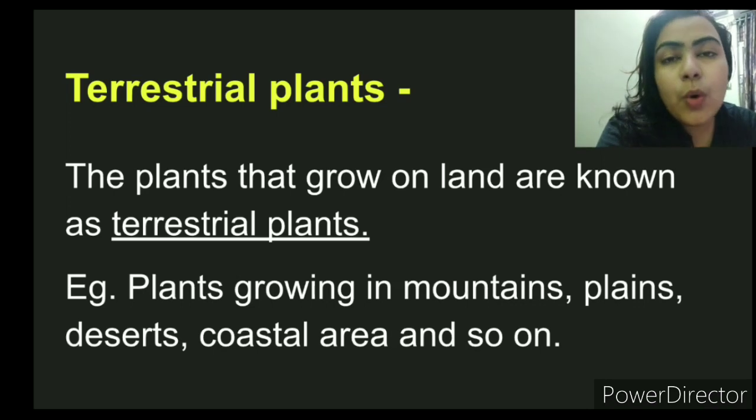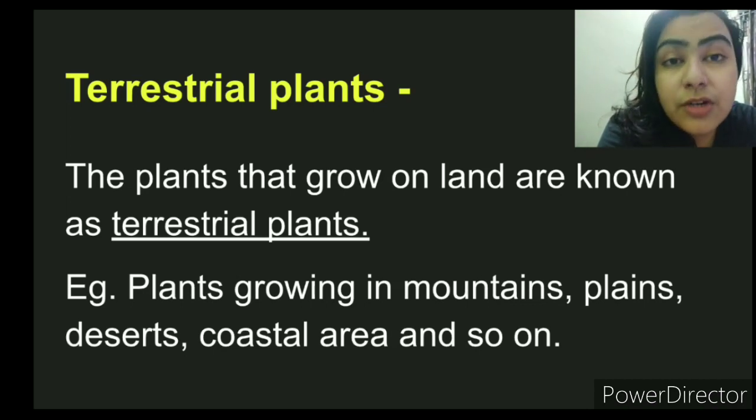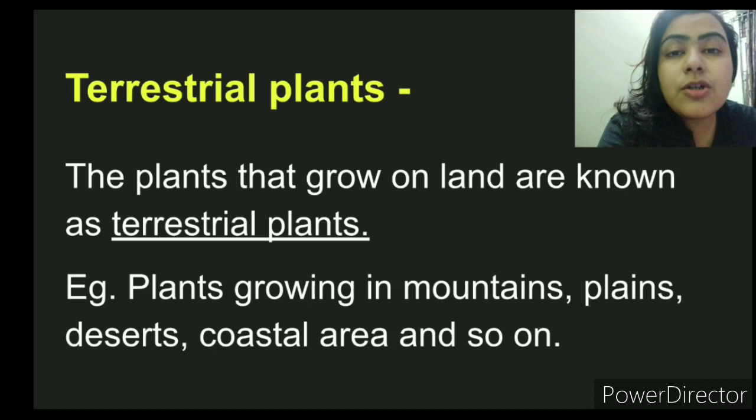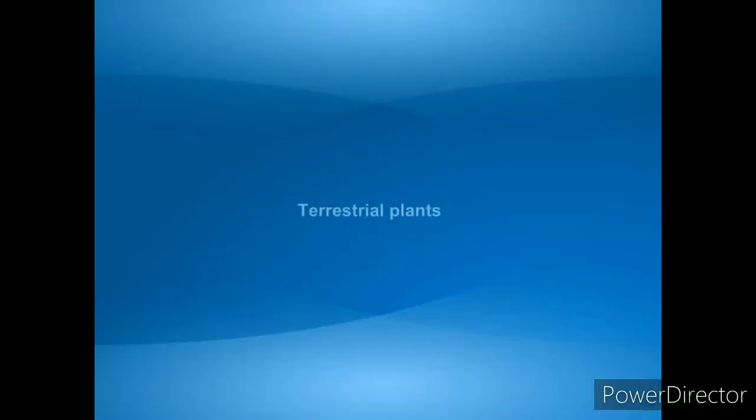For example, we have plants growing in mountains like the apple trees. Then if we talk about the coastal areas, the coconut trees are there, right? And in the desert we have the famous cactus, right? So all these kinds of plants which grow on the land are known as terrestrial plants.